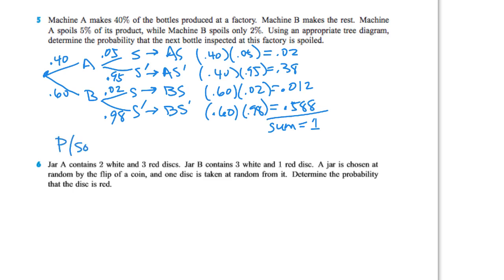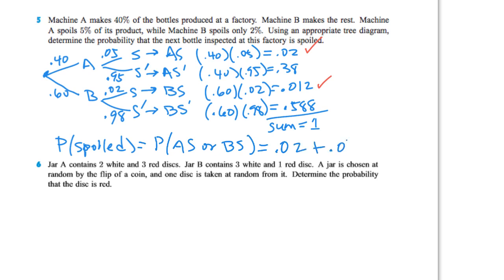So the probability of spoiled, you can see that I'm going to need to grab this branch as well as this branch. So all I have to do is add those up once I realize what the question is asking. So it came from machine A and got spoiled, or it came from machine B and got spoiled. So since I have those worked out on the tree already, I'm just going to show 0.02 plus 0.012 is 0.032.